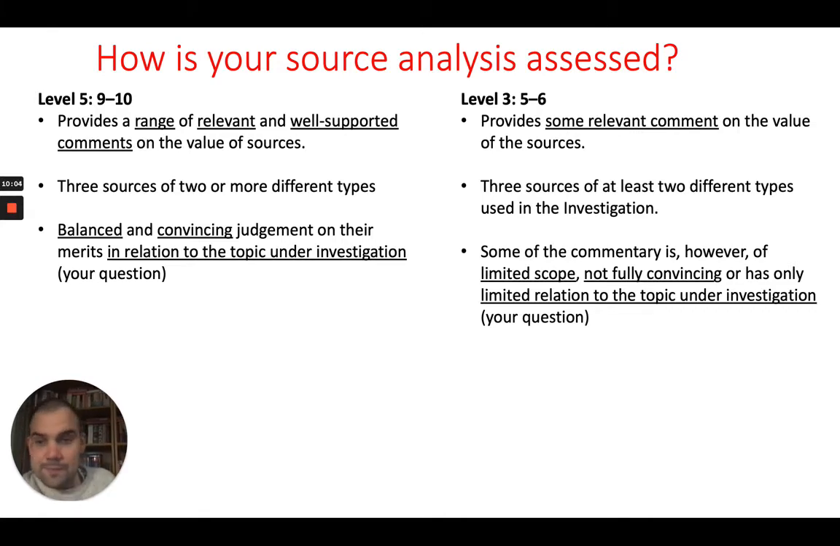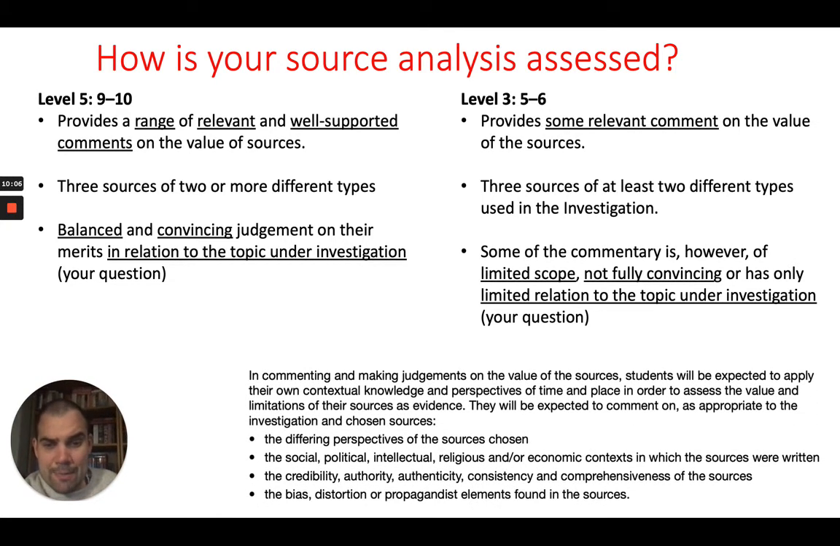Okay. They then further elaborate in the mark scheme. Again, what kind of things are they looking for? So in commenting and making judgments on the value of the sources, students will be expected to apply their own contextual knowledge. So that's really important. You've got to use your knowledge of the context to explain the value or not of a source, and to put it in some kind of historical context. I'll show you some examples of that in a minute. So that's the first key thing, contextual knowledge, making use of that like you would normally with source analysis.